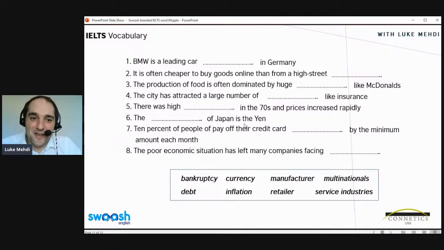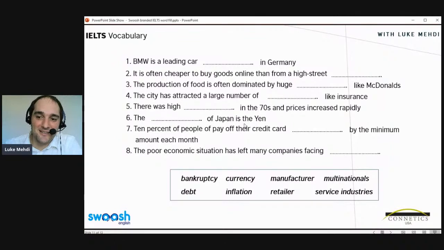Governments may have got a little bit too keen on the idea of printing money. Of course, the oil crisis didn't help. Good, Harriet. Michelangelo, really good. Okay, good, everyone. Inflation. Number 6, the something of Japan is the yen. Oh, Cam's is really far ahead. The what of Japan is the yen.